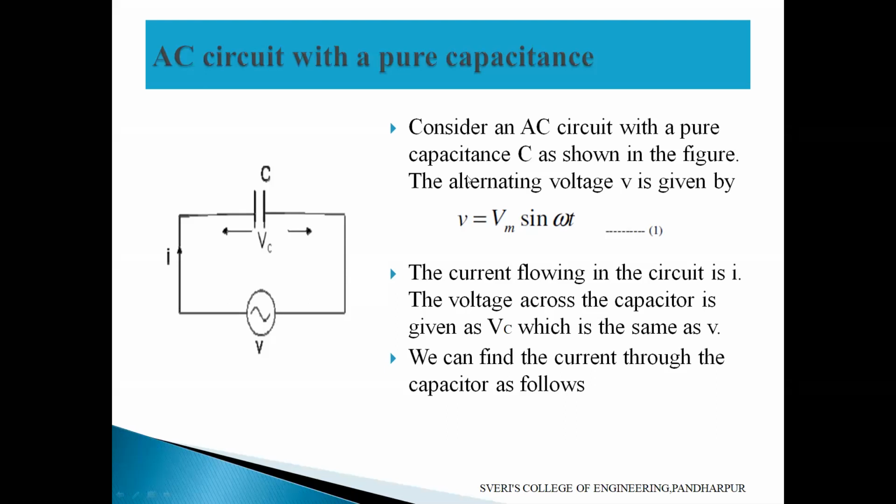As shown in the above figure. Next line: the alternating voltage V is given by. You write this complete equation, and write up to here also. No need to dictate this part.